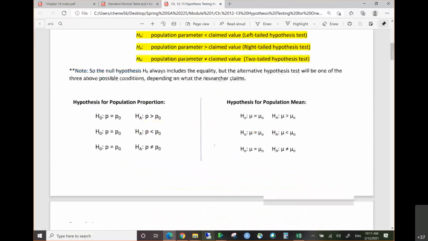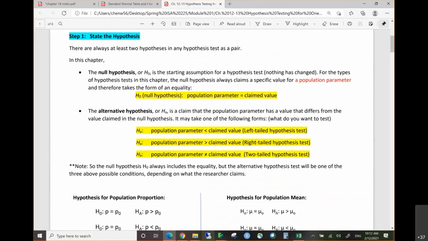For the null hypothesis, we have the population parameter equals the claimed value. For the alternative hypothesis, we can have three options. We can test the left tail, which is less than the claimed value, the right tail, larger than the claimed value, or not equal to the claimed value. This claimed value is the value we want to test about.